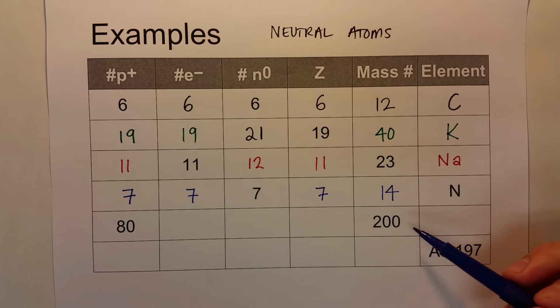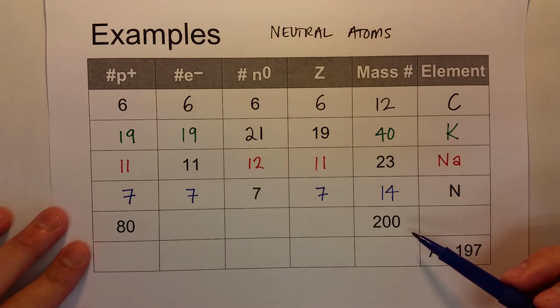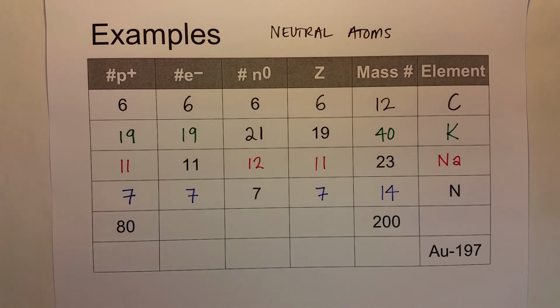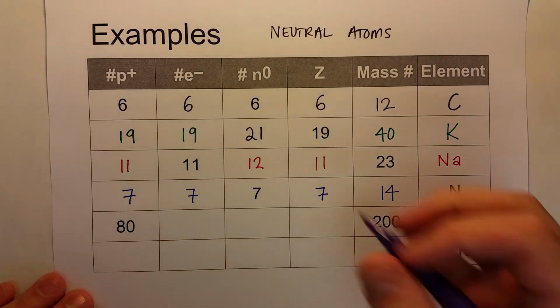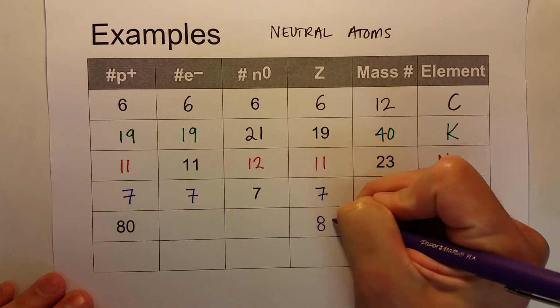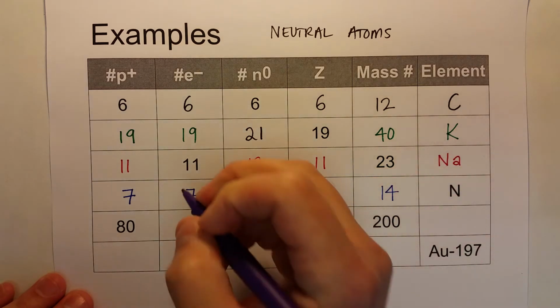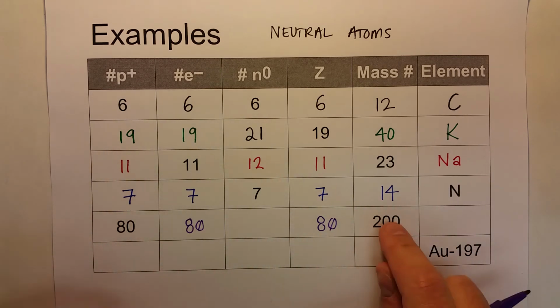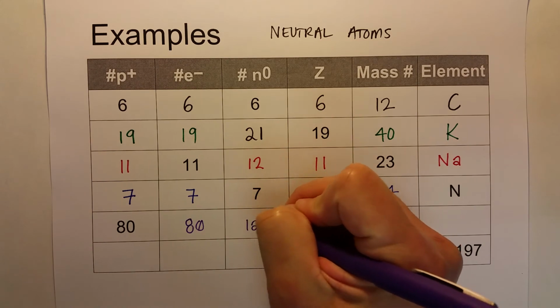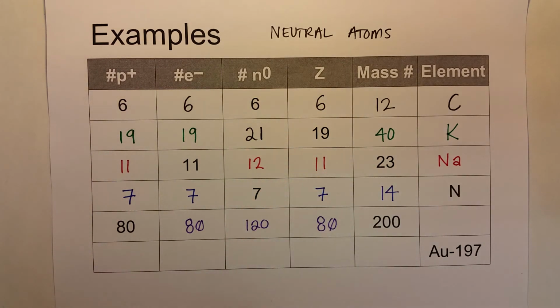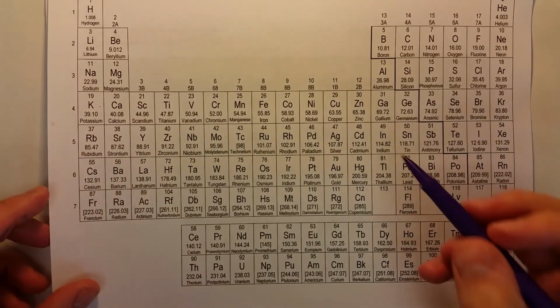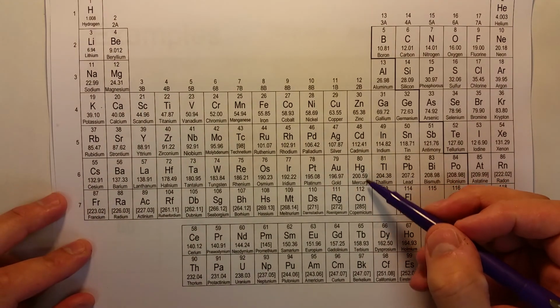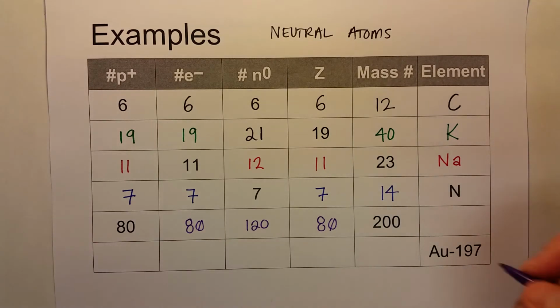The next line gives us a mass number and number of protons, and of course, if we have a periodic table, we can figure out the rest. The number of protons is 80, so that means it has 80 for an atomic number. And if it's neutral, that also means it has 80 electrons. The mass number is 200, and so 200 minus 80 is 120, or 120 neutrons. And then to find out what element this is, we would look for the atomic number of 80. That gives us the element mercury, which has a symbol Hg.